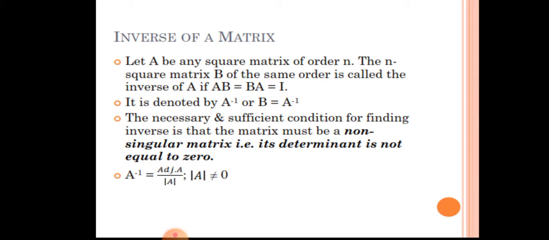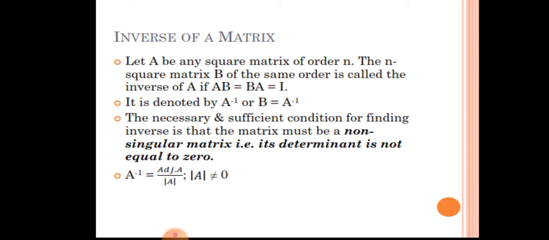Next, the inverse of a matrix. First, the matrix should be a square matrix of order n. A square matrix B of the same order is called the inverse of the square matrix capital A. The order should be the same for the inverse also, and it is denoted by A power minus 1, that is A inverse, or capital B.